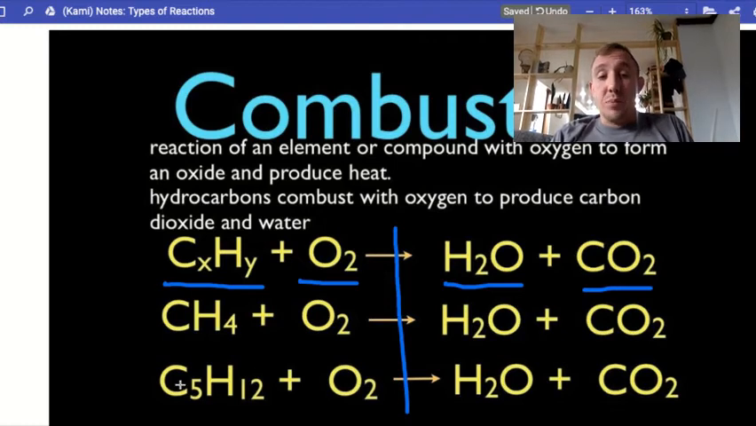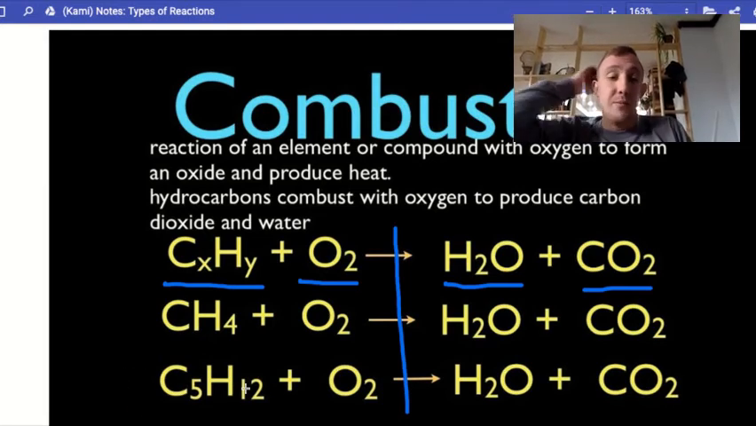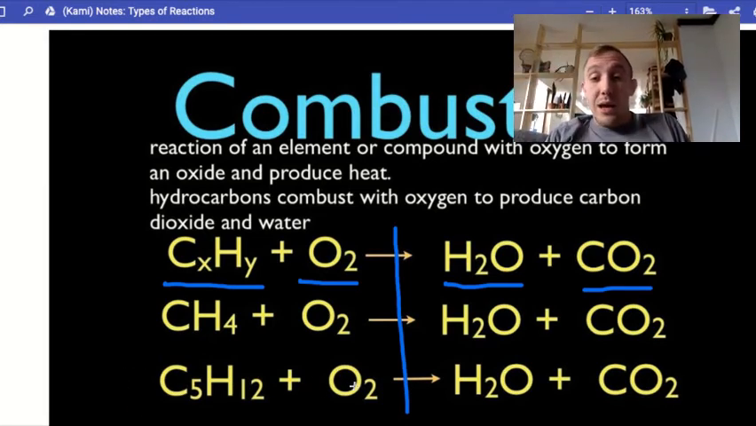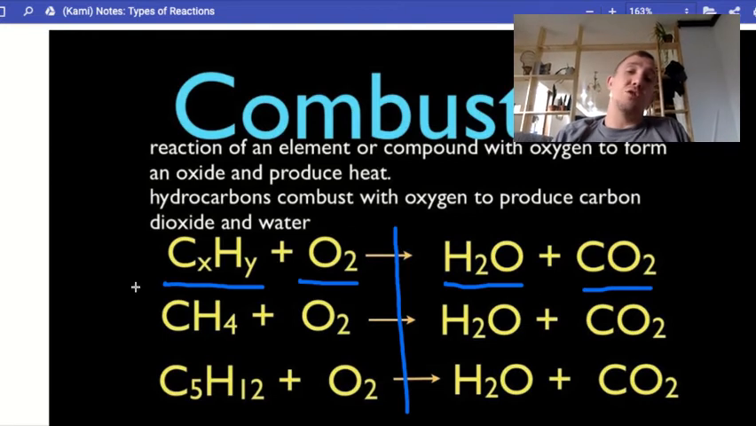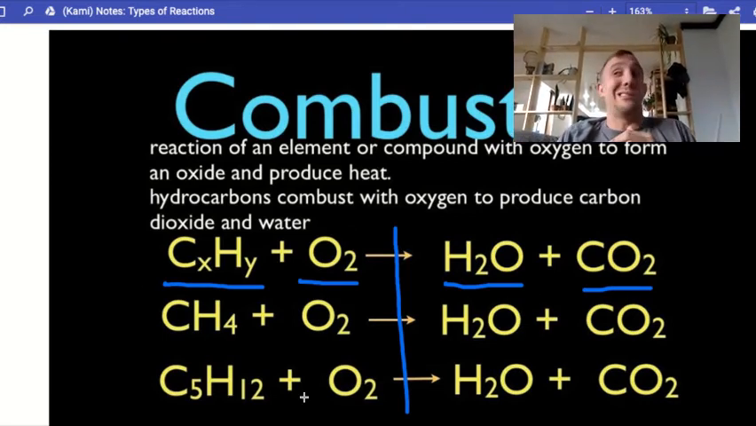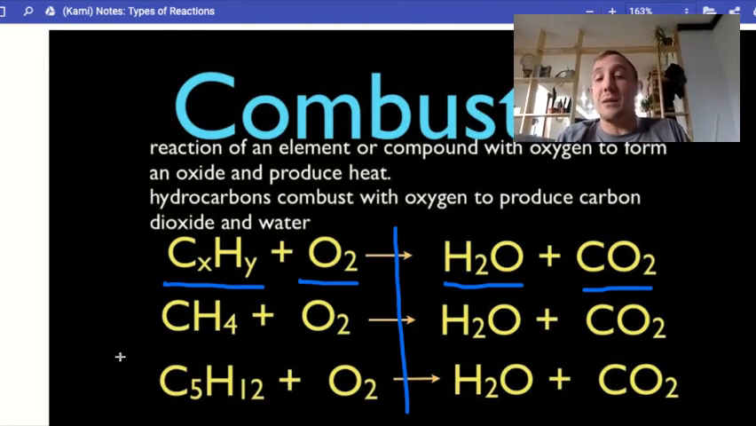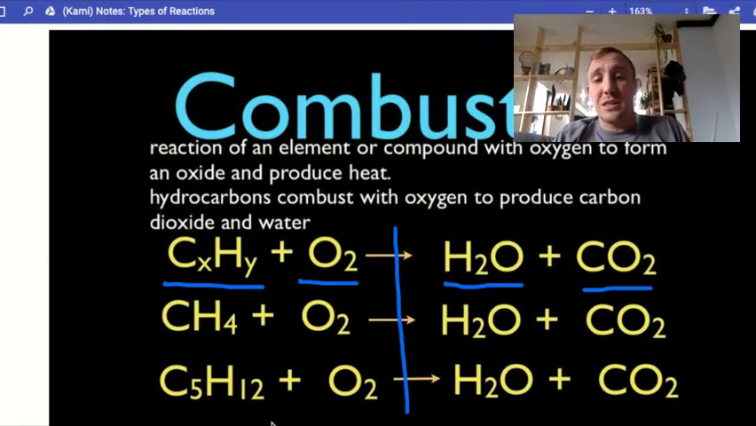Another example. Notice it is a different number of carbons and hydrogens, but it's still a hydrocarbon plus oxygen. And once again, my products are water and CO2. And so combustions are usually the easiest to spot because they're always going to be relatively the same. The only thing that ever changes is my hydrocarbons right here.